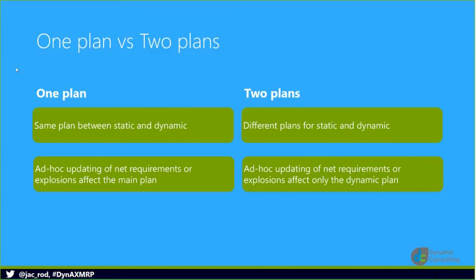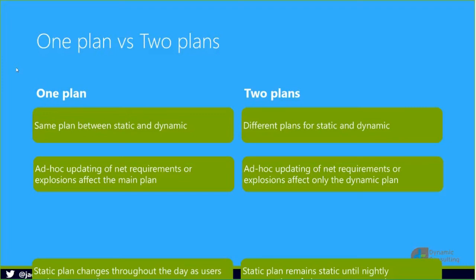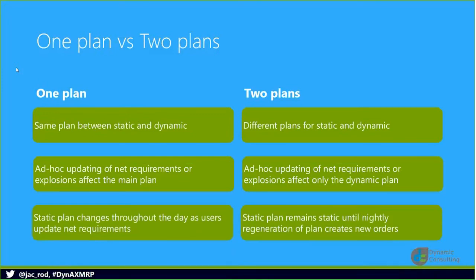So again, if we have one plan, that means you have the same plan between the static and dynamic. And ad hoc updating of net requirements throughout the day would then affect the main plan and could affect what the purchasing and production teams are seeing. And that would also mean that the static plan is changing throughout the day as users are updating net requirements, where if you have two separate plans to separate those things out, the static plan stays the same, and then the dynamic plan changes throughout the day and is refreshed and copied from the static plan at nighttime again.